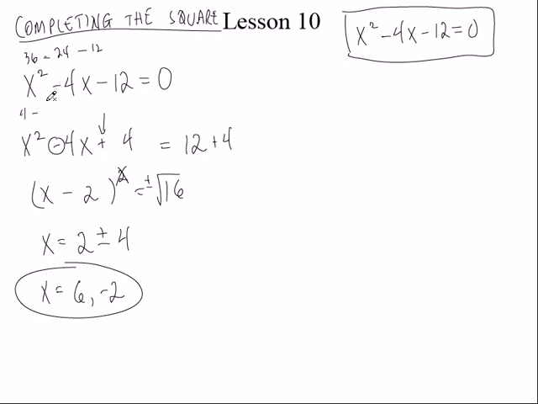Plus 8. I'm sorry. Negative 4 times negative 2. Yeah, that's right. Same thing as plus 8, isn't it? All right, minus 12. Does that work? Yeah, 4 plus 8 is 12. 12 minus 12 is 0. Do both of those answers work?